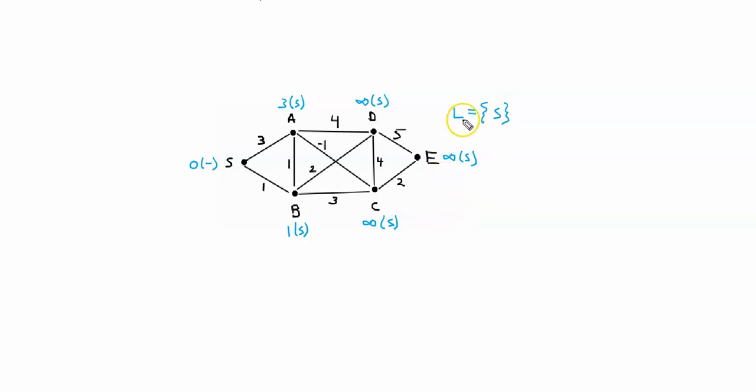And now what we do is we want to update L. And the way we update it is we look for the vertex that has the minimal distance associated with it. That would be vertex B. So that's of distance 1. All the others have a larger distance. So we'll add B to this list. So we'll just put B in there.